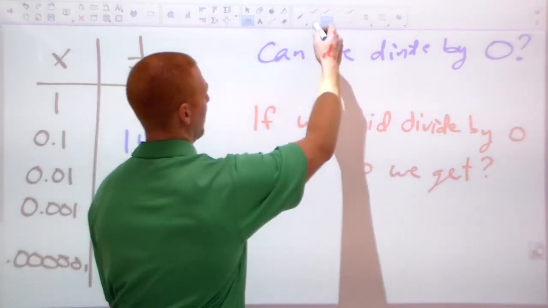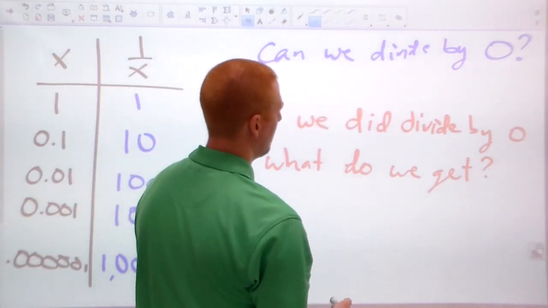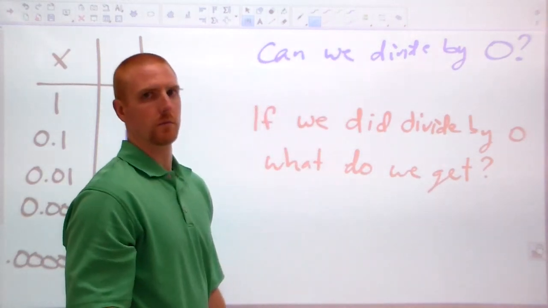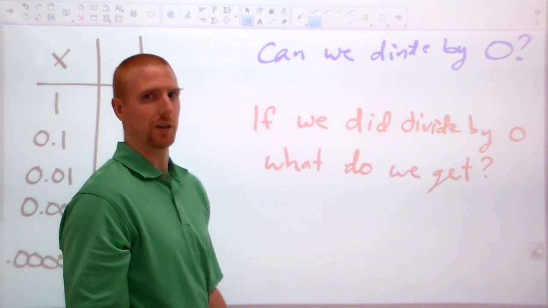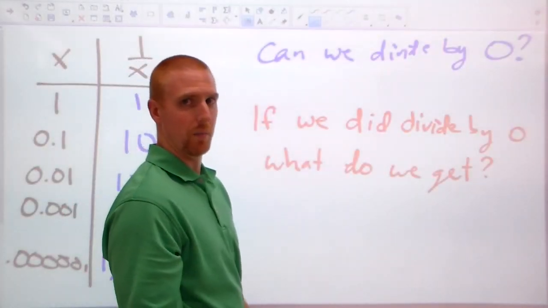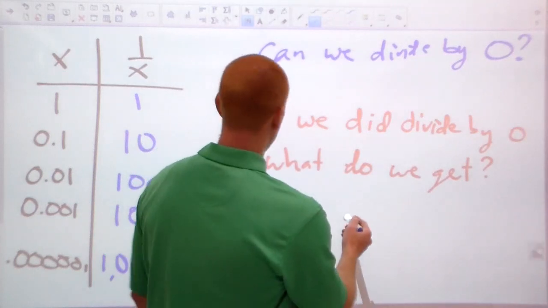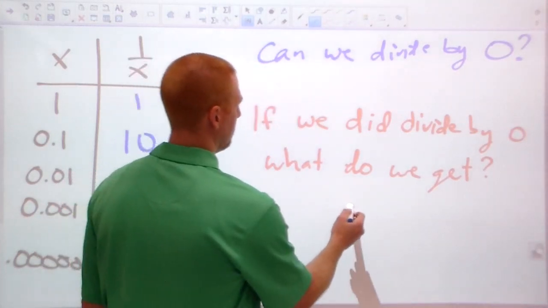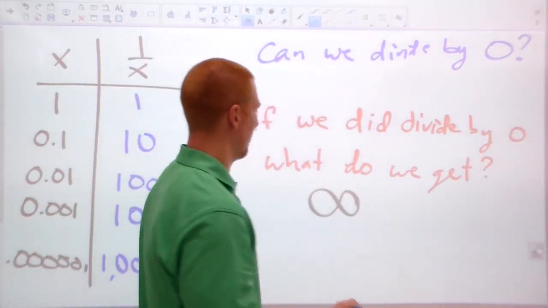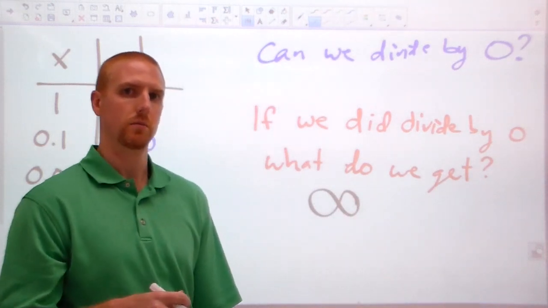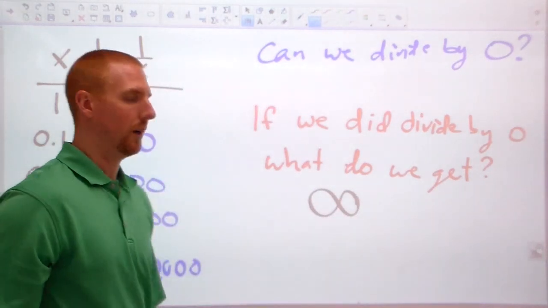So if we could divide by 0, what would we get? I'm going to pause there for a second. Let's think about that. Since the output gets bigger and bigger and bigger, if we could actually get to 0, then we would actually get to infinity for the output.